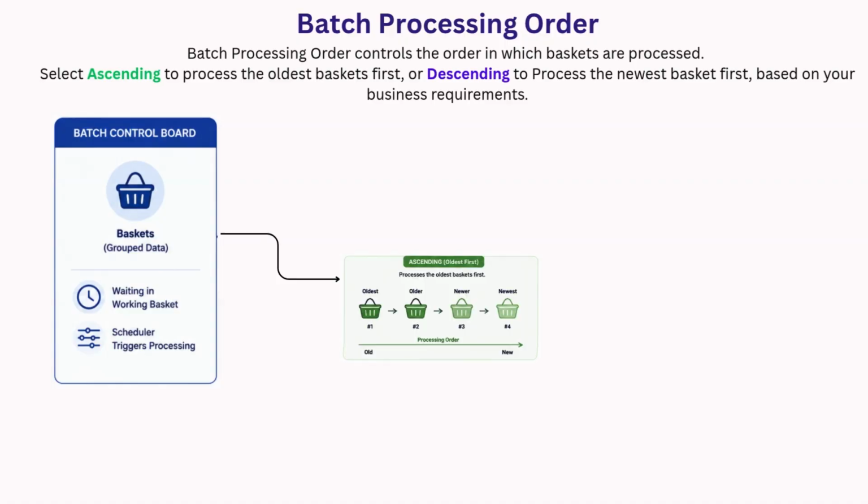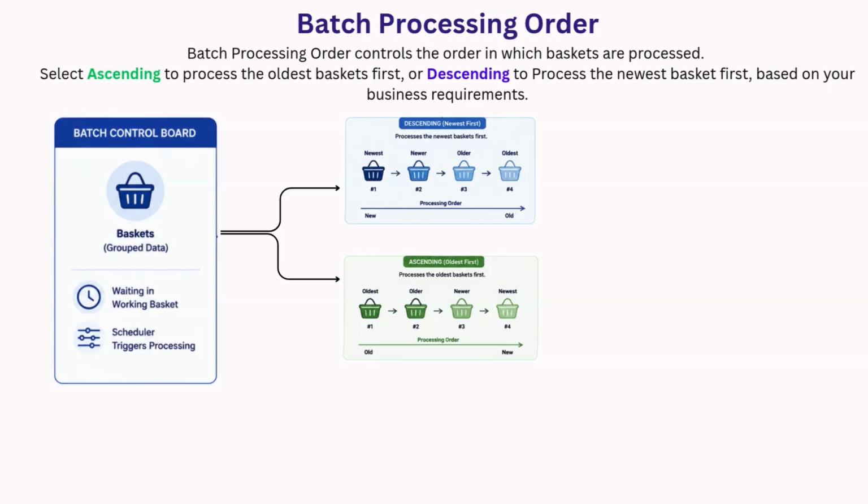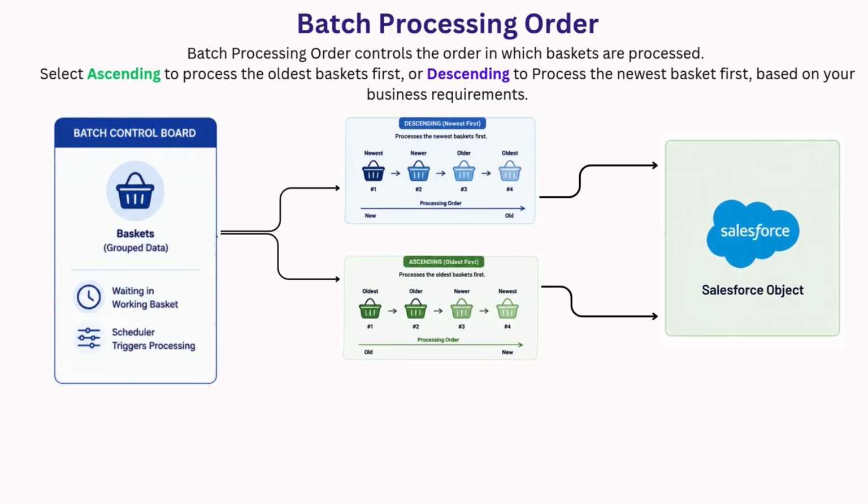The system processes baskets from the oldest to the newest, with the oldest basket being picked up and processed first. But if you want to process the newest baskets first, set the batch processing order to descending. The system processes baskets from the newest to the oldest, with the newest basket being picked up and processed first. After processing is complete, the records are inserted or updated in Salesforce.